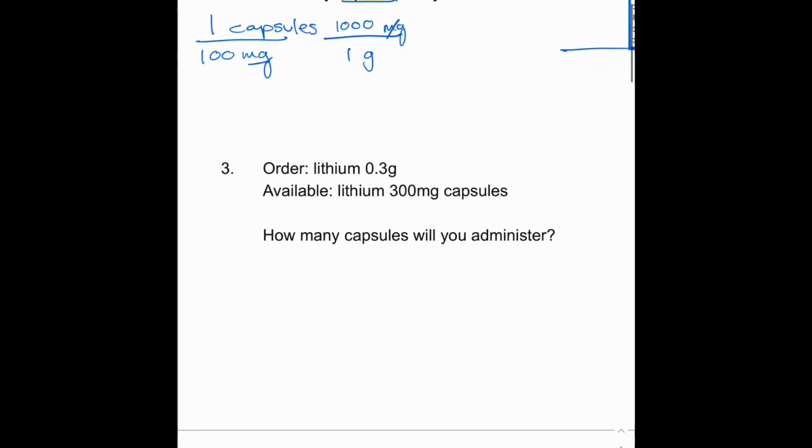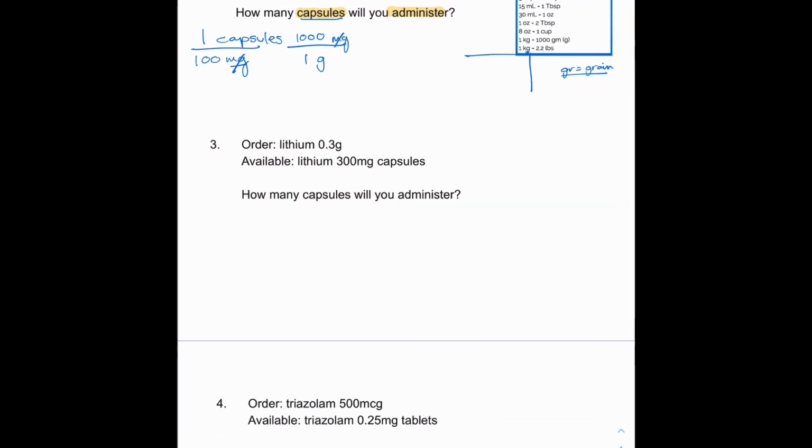So we can cancel these out, but I've still got grams in my problem. I need to get to just capsules. So, but now we're at grams, so that means that I can pull our ordered dose into the problem. So we've got 0.2 grams. Those cancel. All I'm left with is capsules, so that means I'm done. So now I can start multiplying across. Again, we've got 1,000 times 0.2. So that's going to be 200 over 100.